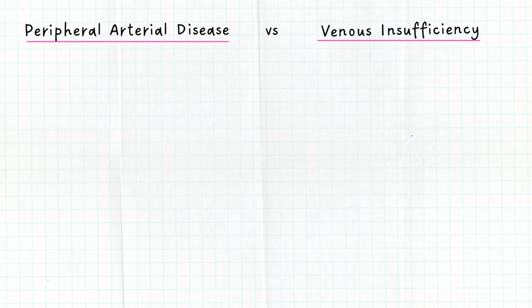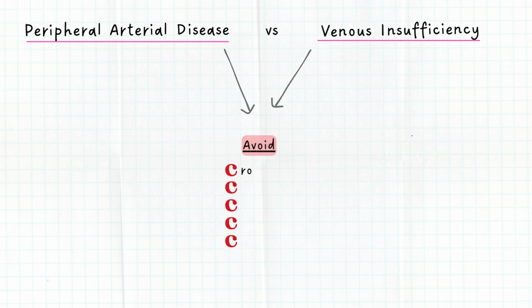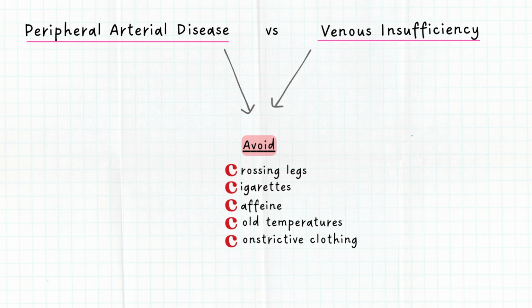Nursing interventions. Nursing interventions for both conditions focus on patient education. Both PAD and venous insufficiency should avoid the 5 C's. No crossing legs, no cigarettes, no caffeine, no cold temperatures, and no constrictive clothing.